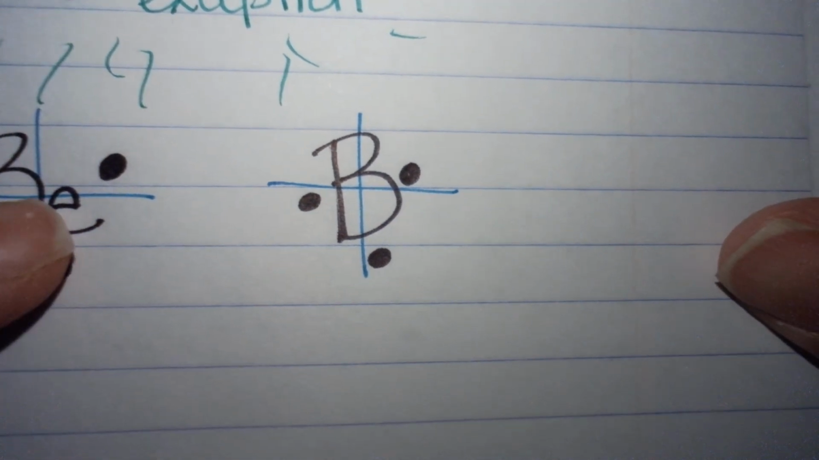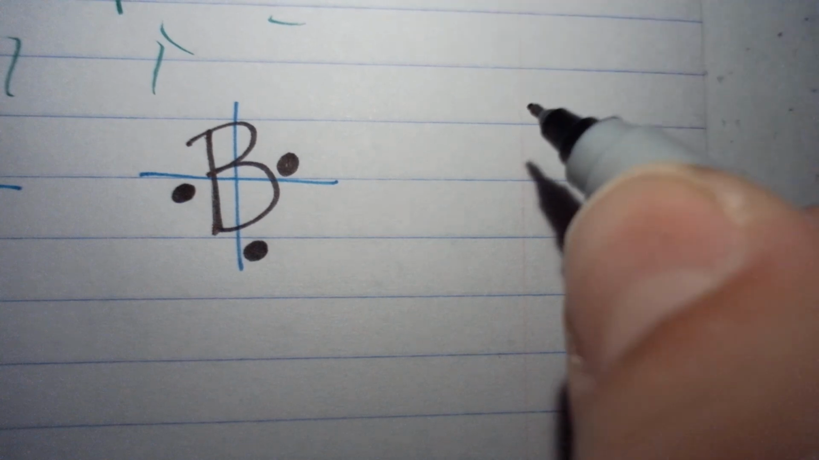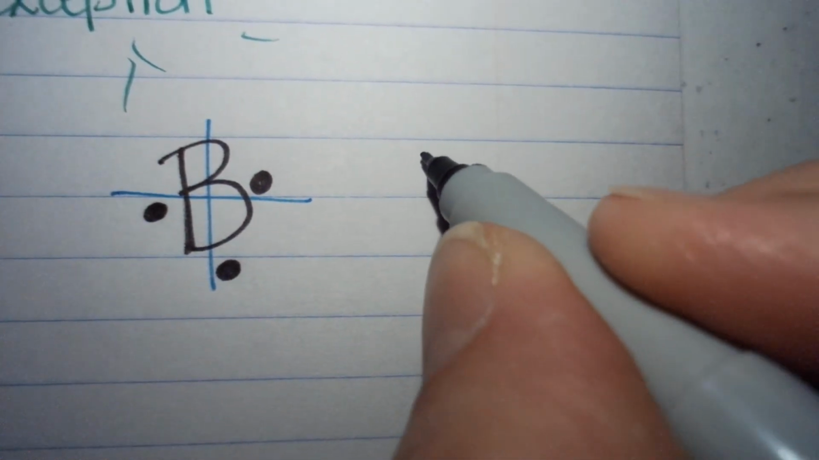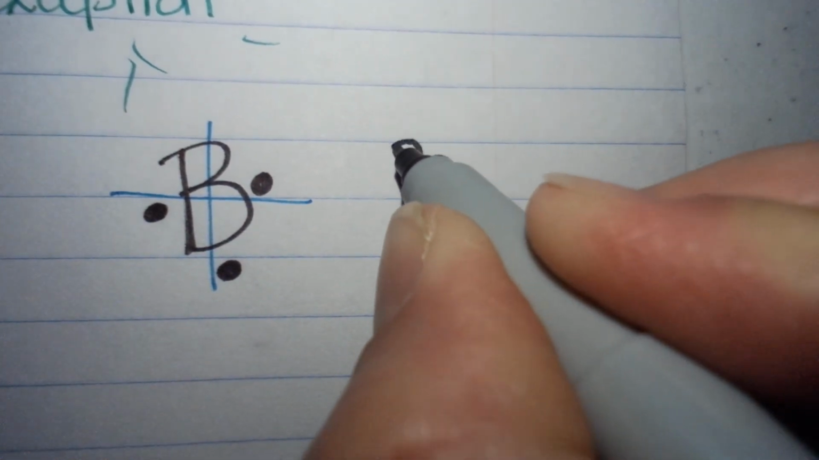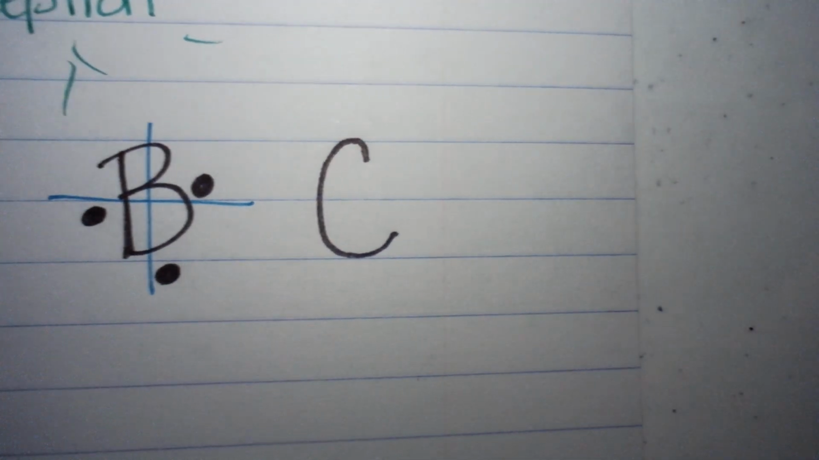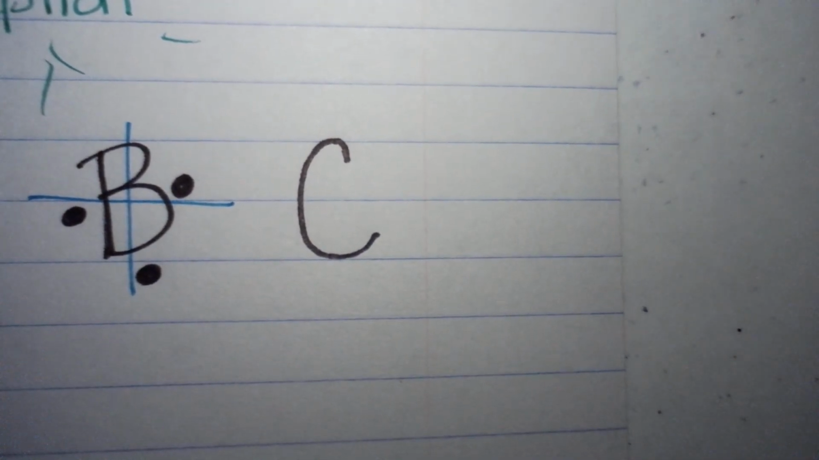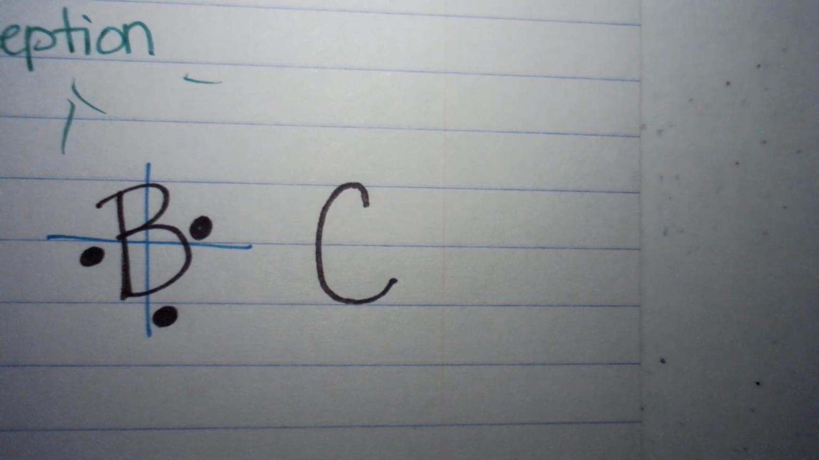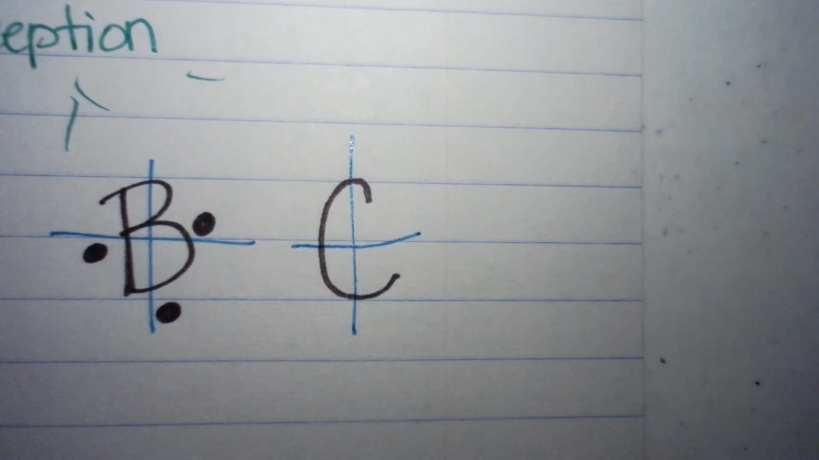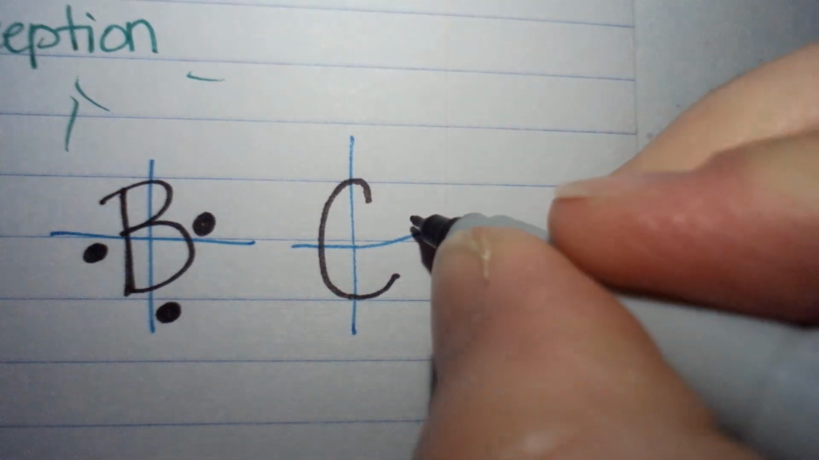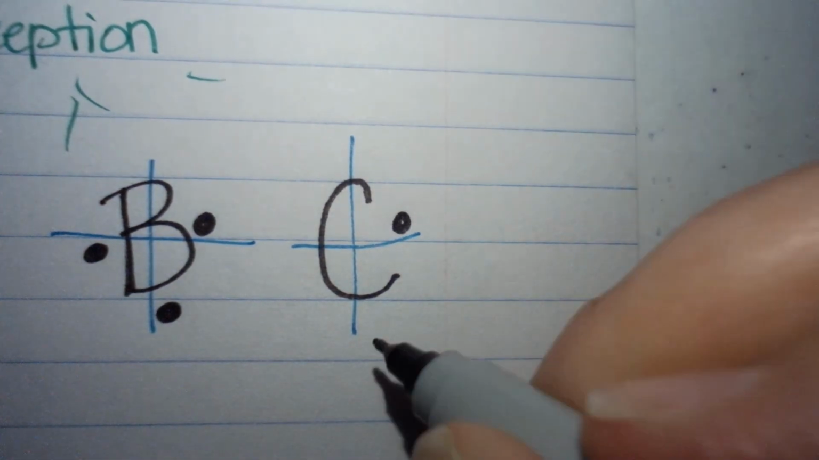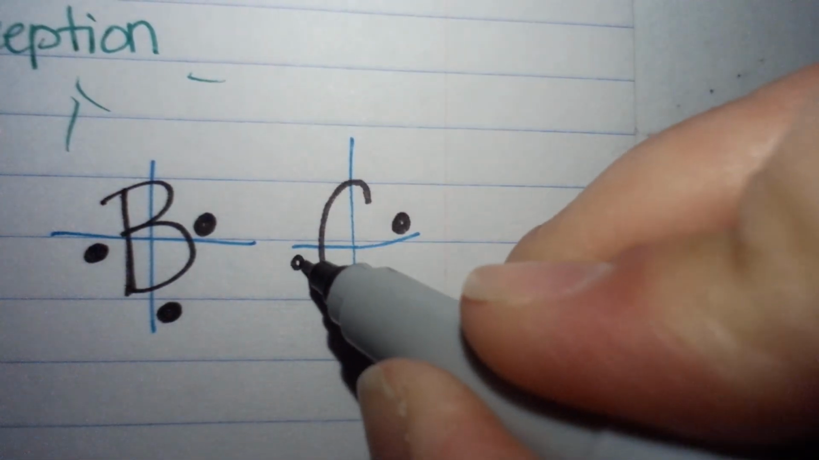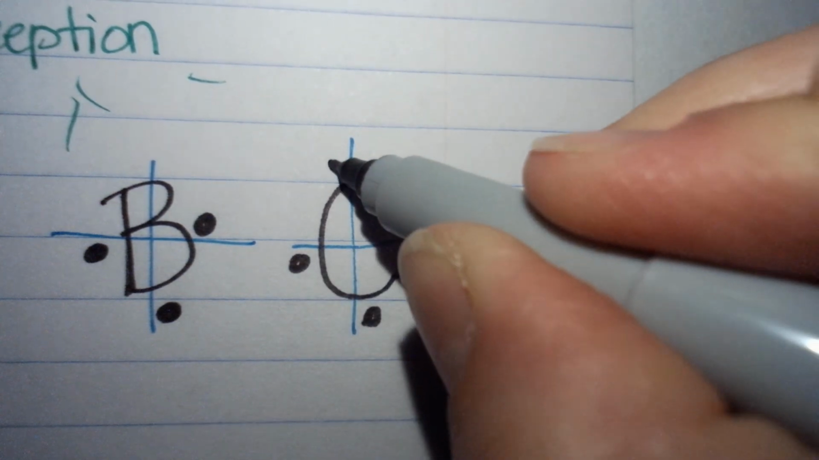We'll go ahead and do carbon. How many valence electrons does carbon have? 4. Good. So we'll do our crosshairs, and carbon has 1 on each side. The first side, second side, third side, fourth side.